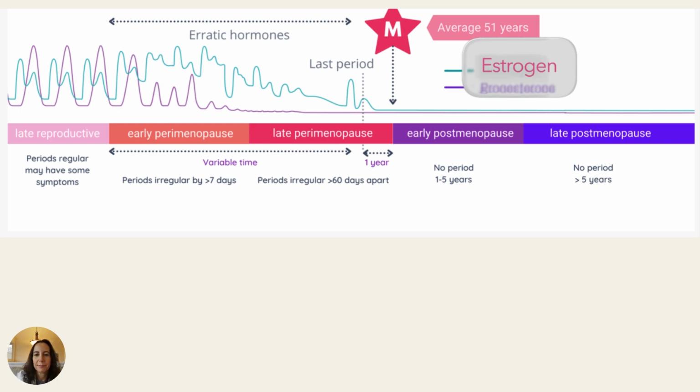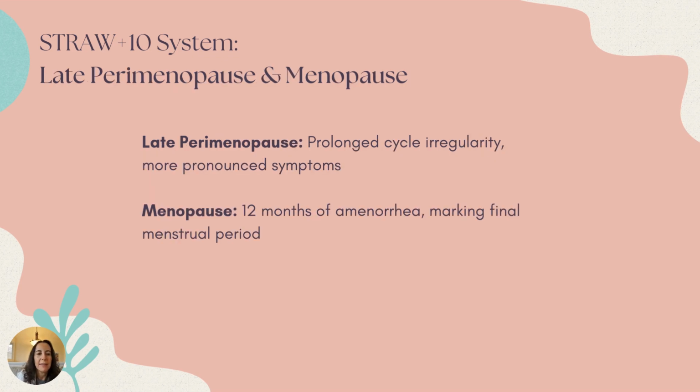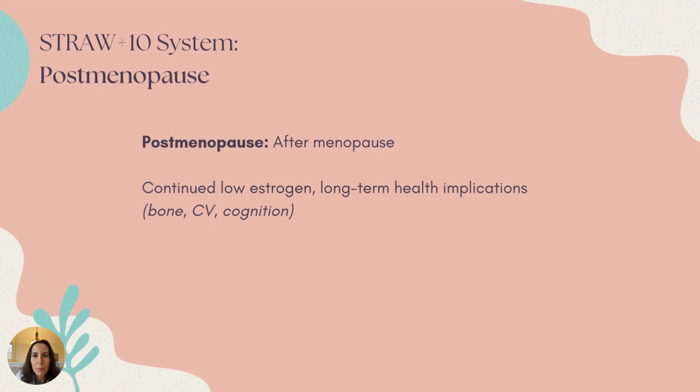I really love this slide. So again, this recaps that your early perimenopause has the menstrual irregularities and your initial symptoms. And then in your late perimenopause, the cycles prolong and you have worse symptoms. And then finally, you're in menopause, which is 12 months of amenorrhea, which means no period. Menorrhea means period, A means no, so no periods, 12 months. And then postmenopause, once you've hit that 12-month mark, you'll have lower estrogen and long-term health implications. Again, we'll still get to that.